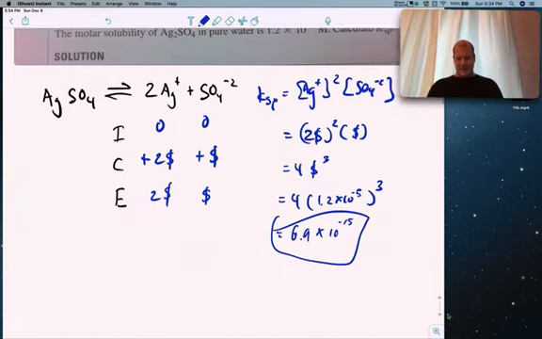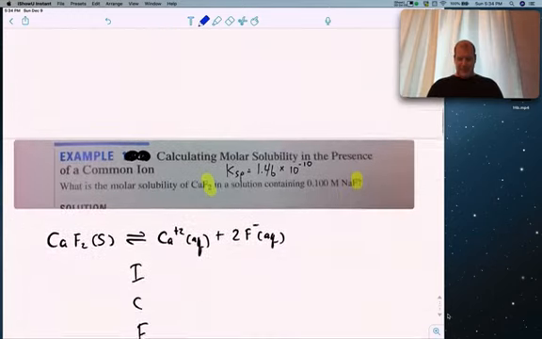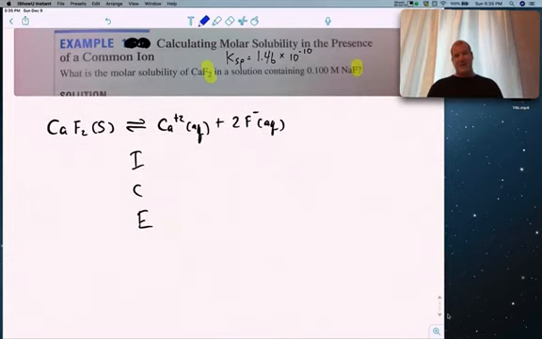So now let's change it up. What do you do about a common ion? We've talked about the common ion effect with acids and bases. The common ion for acids is hydrogen. But what is the molar solubility of calcium fluoride in a solution that is 0.1 molar sodium fluoride? So the difference for this is the initial calcium is 0. The common ion here, the fluoride, the initial here is 0.1.